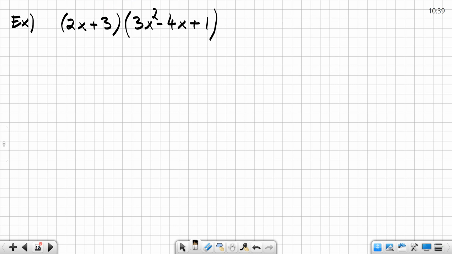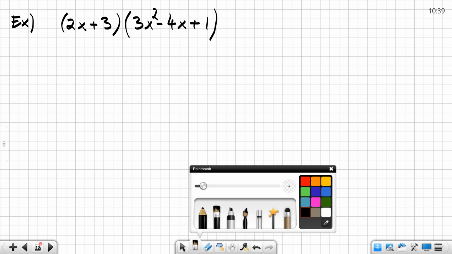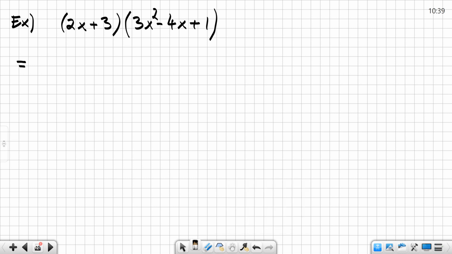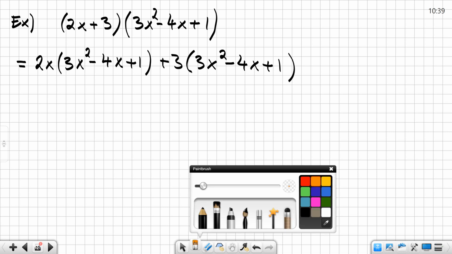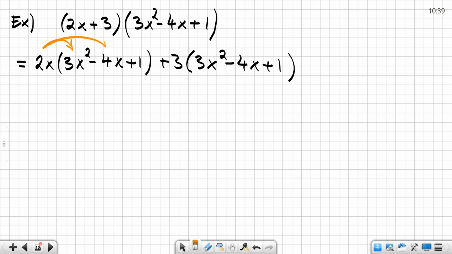All right, one last one, a longer one. 2x plus 3 times 3x squared minus 4x plus 1. I'm going to do the same thing as before. I'm going to say everything first gets multiplied by 2x. And then everything gets multiplied by 3. Now I'm going to use my distributive property. This 2x will be multiplied all the way through here. And here the 3 gets multiplied with each term on the right side like this.